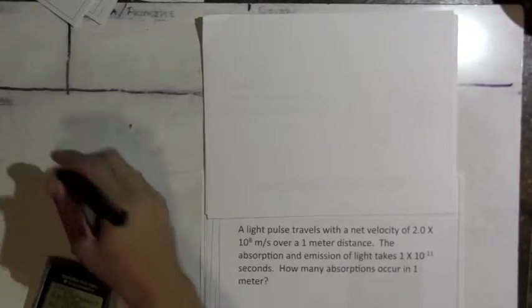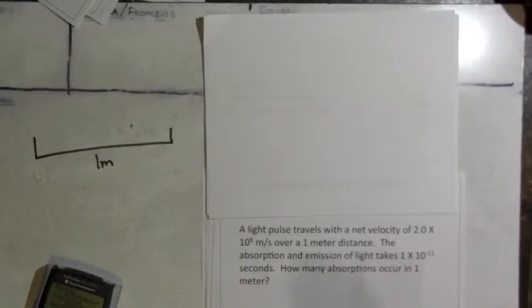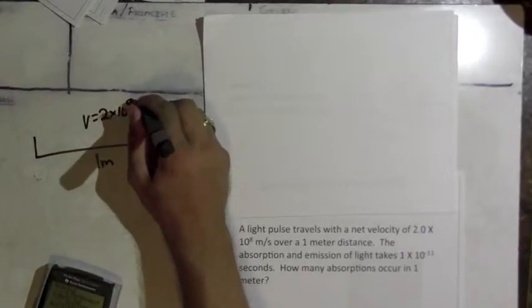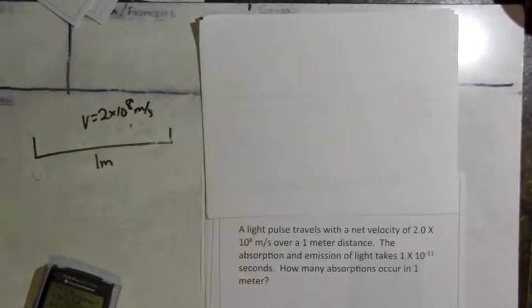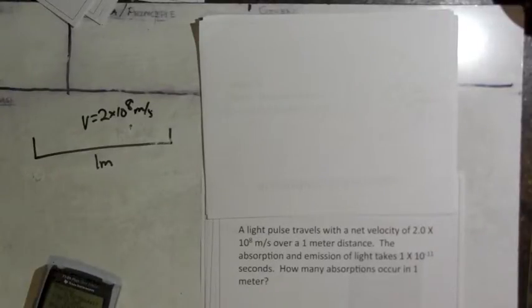Alright, this question says a light pulse travels with a net velocity of 2 times 10 to the 8th meters per second over a 1 meter distance. So we have a 1 meter distance right here. And we do know that the light travels with a net velocity of 2 times 10 to the 8th meters per second. So what we want to do there is figure out the time that it takes for this pulse to travel.